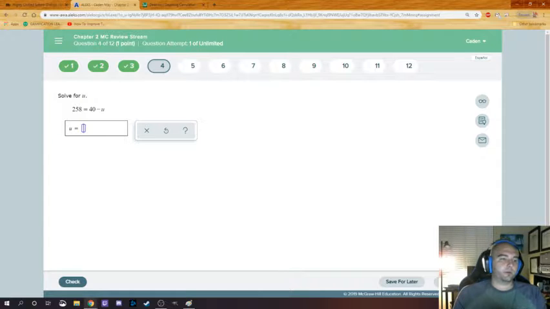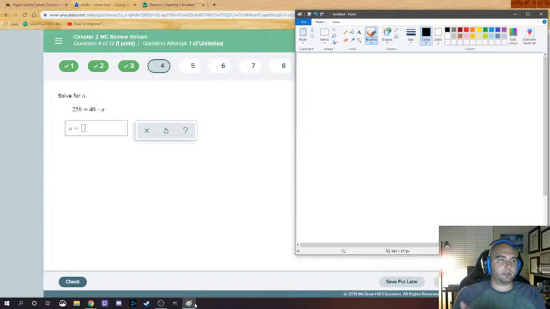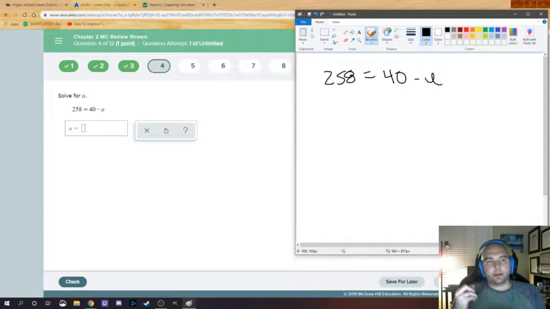Okay, another one. And this one says 258 equals 40 minus u. That's not a very good looking u, but whatever. Anyways, as a test taker or quiz reviewer, you're definitely going to see a problem like this where you have a number minus the variable. There's a reason for this. You solve it just like the other one I did a second ago.